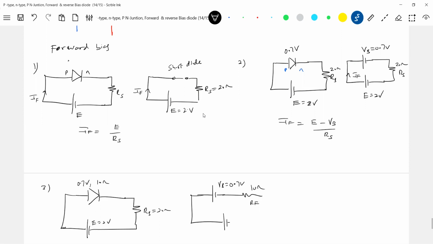It all depends upon the information they give. Based on that, you should replace the diode and solve the problem. So what is the forward current in this case? IF should be equal to E minus VB by RF plus RS. I think you know enough of KCL, KVL, so directly I'm writing that. These are the third approximations.